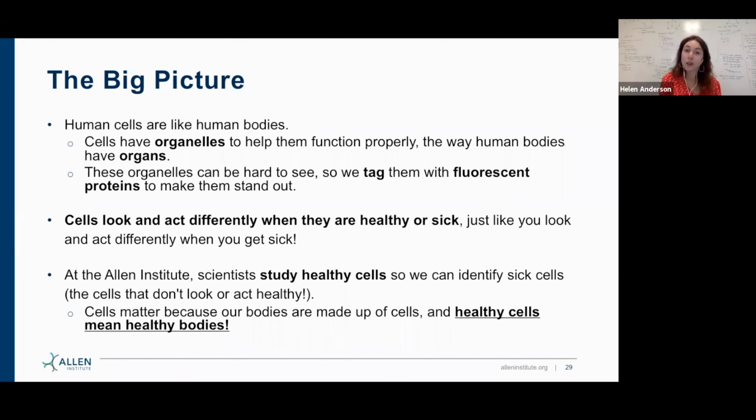As well, cells look and act differently when they're healthy or sick, just like you look and act differently when you get sick. At the Allen Institute, scientists study healthy cells so that we can identify sick cells, the cells that don't look or act healthy, and help those sick cells to get better. Cells matter because our bodies are made up of cells, and healthy cells mean healthy bodies, mean a healthy you.